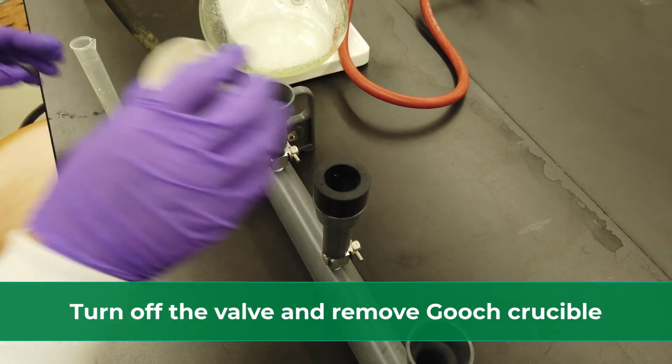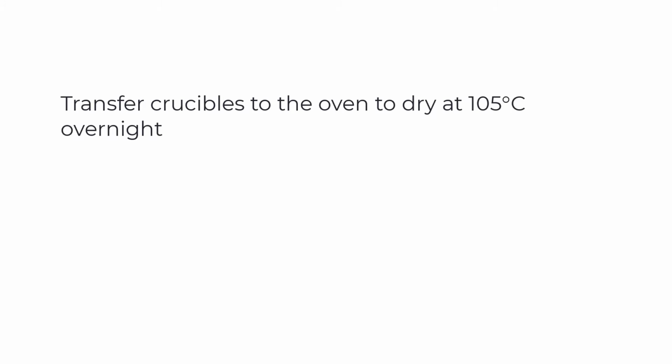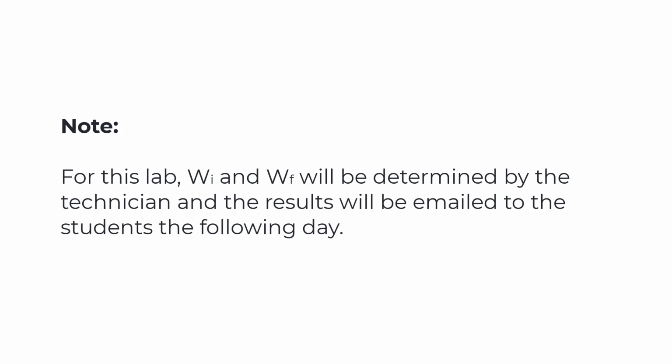Turn off the valve to relieve vacuum pressure and remove the Gooch crucible. Once filtration of all the samples is complete, transfer the Gooch crucibles to the oven for drying at 105 degrees Celsius overnight. Remove the crucibles from the oven and move them to the desiccators to allow them to cool to ambient temperature for 20 minutes before determining the final weight, or Wf. Note that for this lab, the initial weight and final weight of the Gooch crucibles will be determined by the technicians, and the results will typically be emailed to the students the following day.